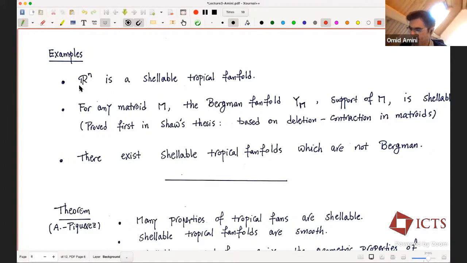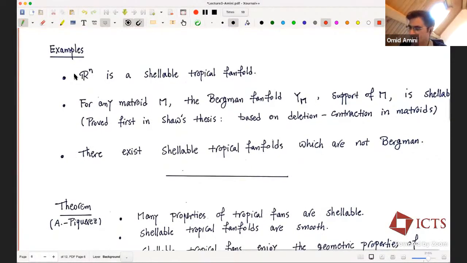Okay. So what was the statement? Any fan in R^n which has support R^n is shellable. This is called the Wlodarczyk factorization theorem in birational geometry. It's difficult, and there is a strong version of this which is still open. You mean the analog of this, or this statement itself? So I wrote this one. This just tells you that R^n is a tropical fanfold. Yeah. But something stronger holds: any fan which has support equal to R^n is shellable.